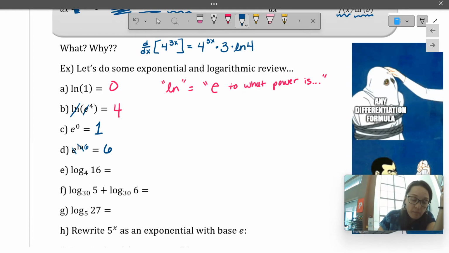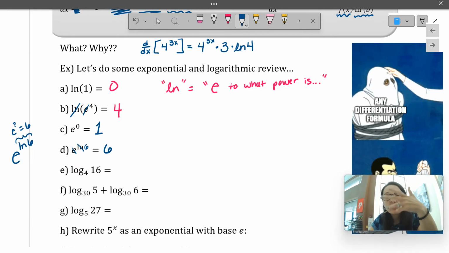But also, a better reason, when I type e to the ln 6 into the calculator, ln 6 means e to what power equals 6. And then your calculator spits out a number. And then you know what you do? You raise e to that power. So if ln 6 means what power can you raise e to get 6, and then you raise e to that power, you better get 6, okay?